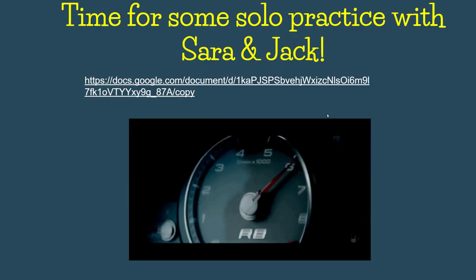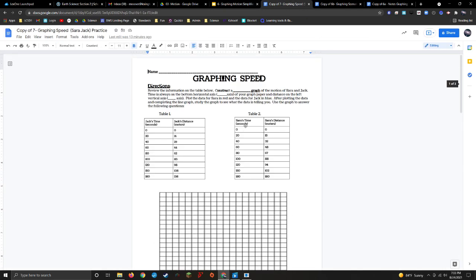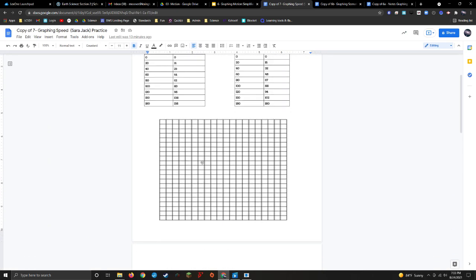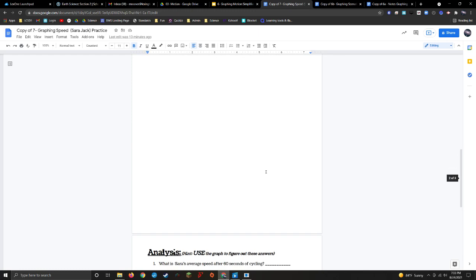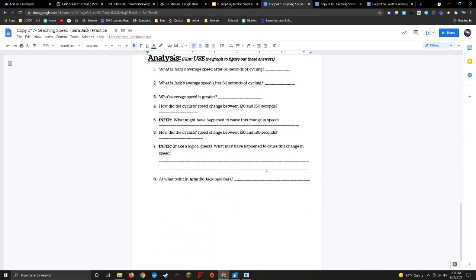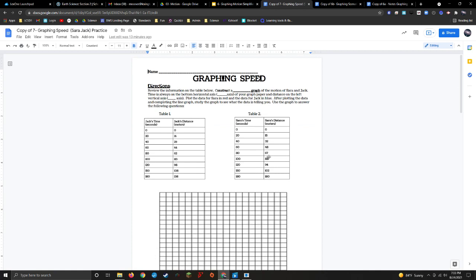Alright, and now for our last assignment that you guys are going to be working on. Okay, so we've got two data tables. We are going to graph on this graph down here what both of these lines would look like. And then once you do that, there are some questions down here at the bottom. And once again, your sub should have an answer key, and you guys will be going over that at the end.